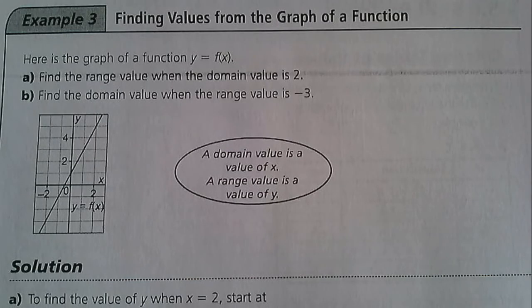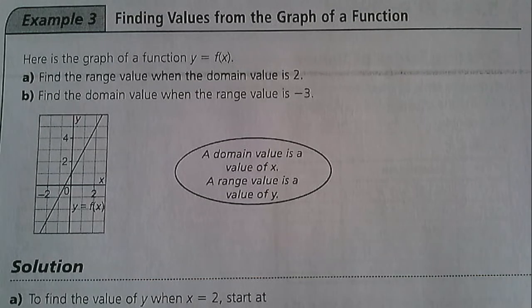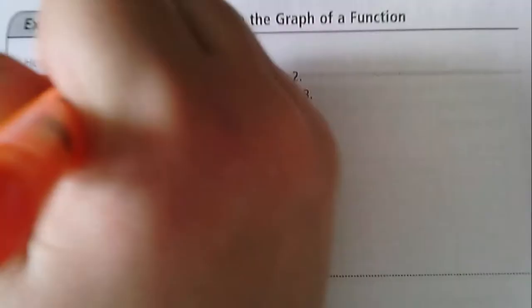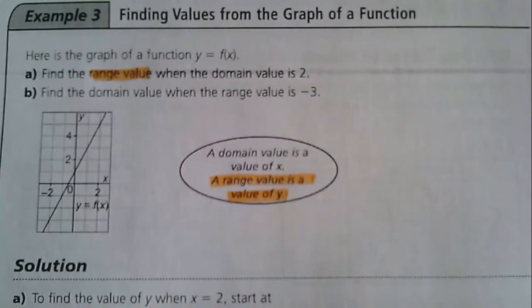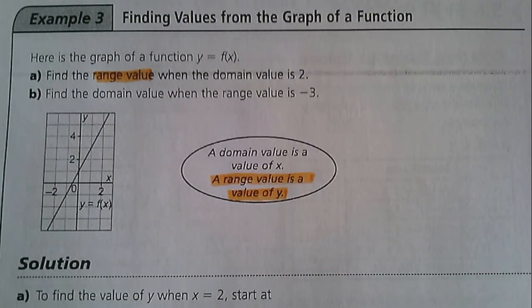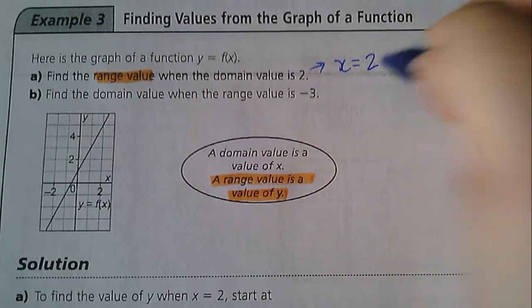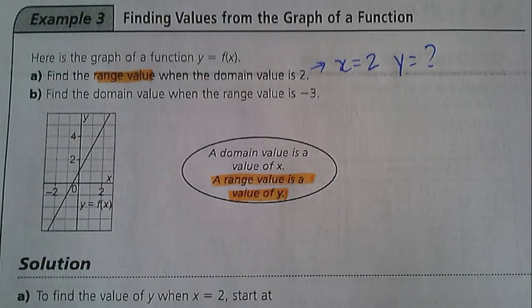Okay, so for the last part of this lesson, we're going to look at finding values from the graph of a function. So they've given us here a graph of the function y equals f of x. So in the first part, they've asked us to find the range value when the domain value is 2. So the range value, okay, so we're looking for the range value here in this question. And the range value, excuse me, is a value of y. So we're trying to find when our domain, or when our x, right, when our x equals 2, what is our y? So let's take a look at the graph.